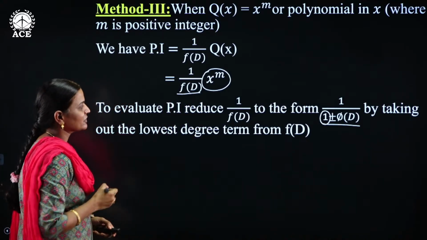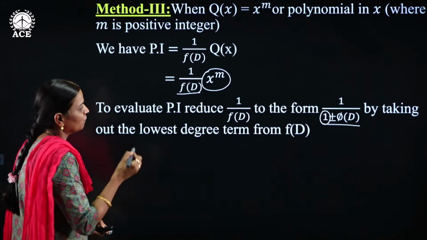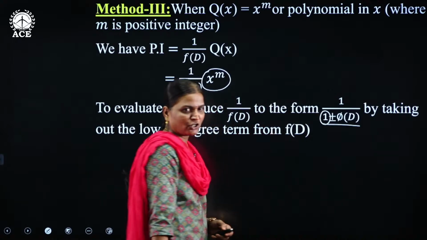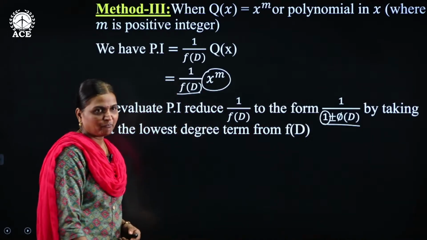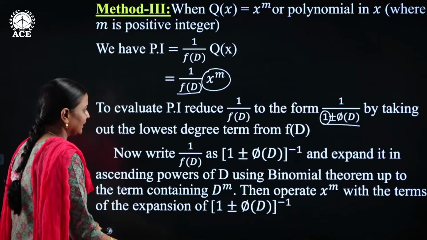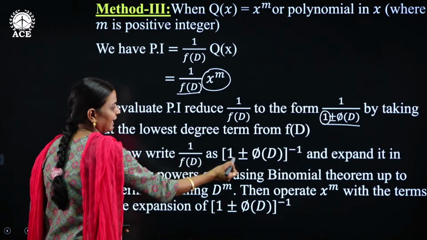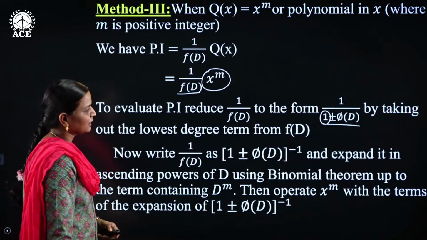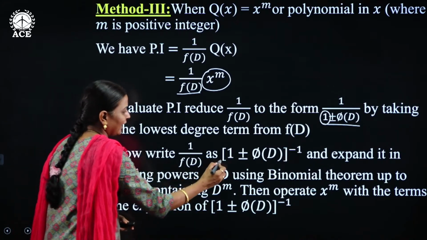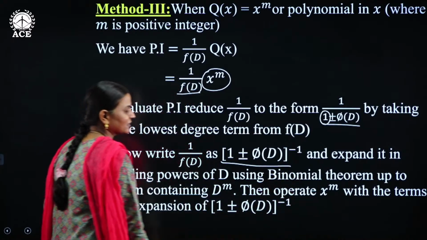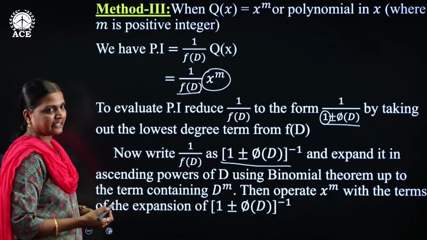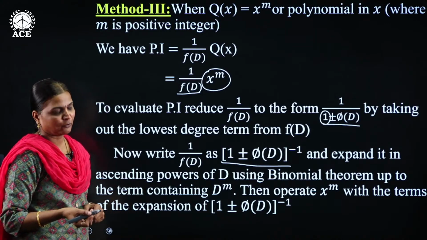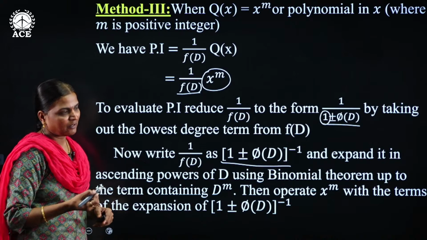If we take the lowest degree term from f of D, then 1 by f of D becomes 1 by 1 plus or minus some function of D, let us denote that by phi of D. So write 1 by f of D as 1 plus or minus phi of D, whole inverse, and using the binomial expansion, expand this in ascending powers of D. This is an infinite series. Expand up to the term containing D power m only.